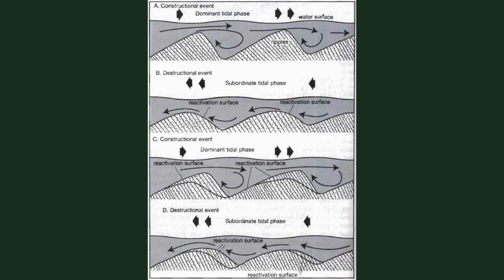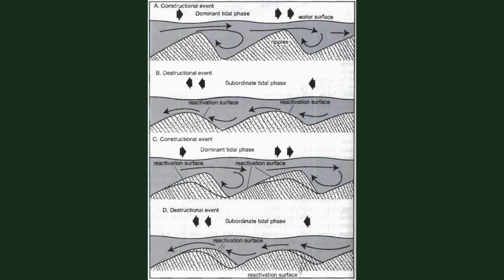This figure shows how the shape of sand layers on the ocean floor changes because of tides. There are 2 main phases. Number 1, dominant tidal phase. It is a constructional event. This is when strong water flow builds up sand dunes. Number 2, subordinate tidal phase. It is a destructional event. This is when weaker water flow erodes or smooths out the sand dunes.